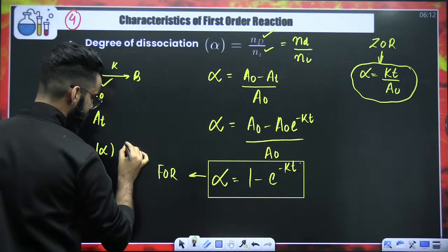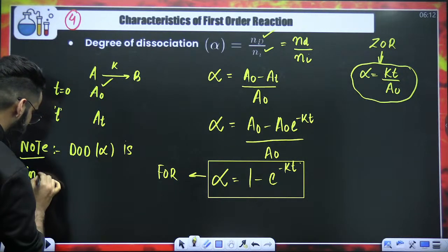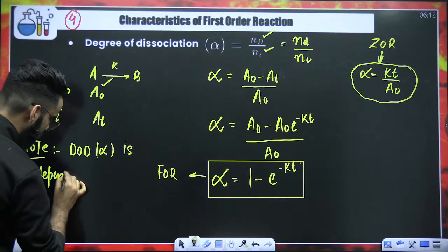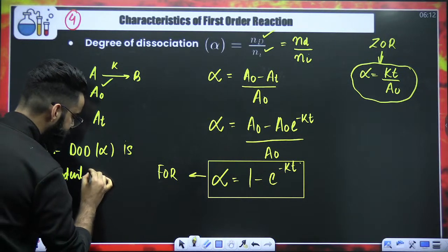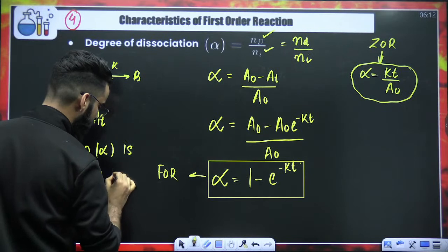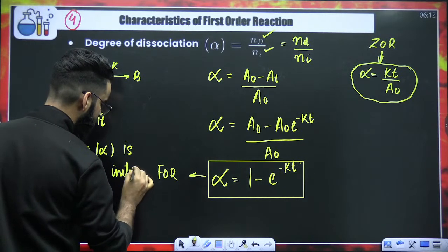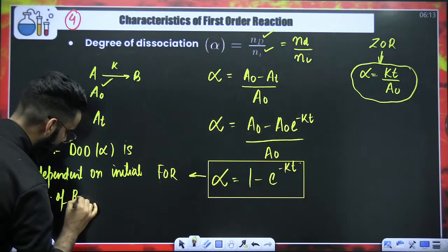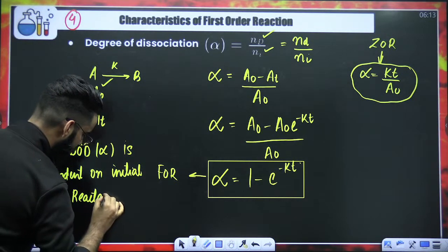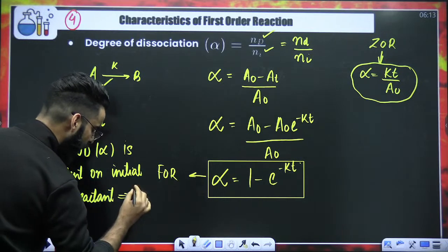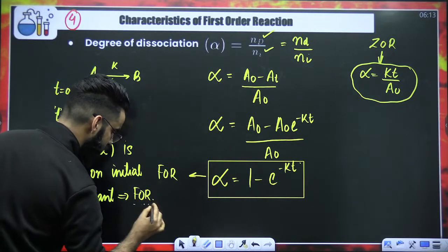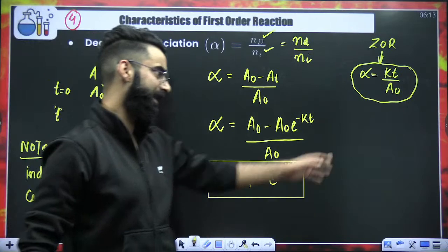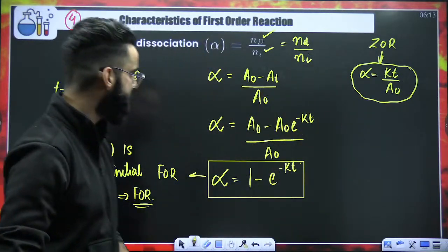alpha is dependent or independent? It is independent of the initial concentration of reactant, right? But it's valid only for the first order reactions. But in case of zero order reactions, it is absolutely dependent, right?